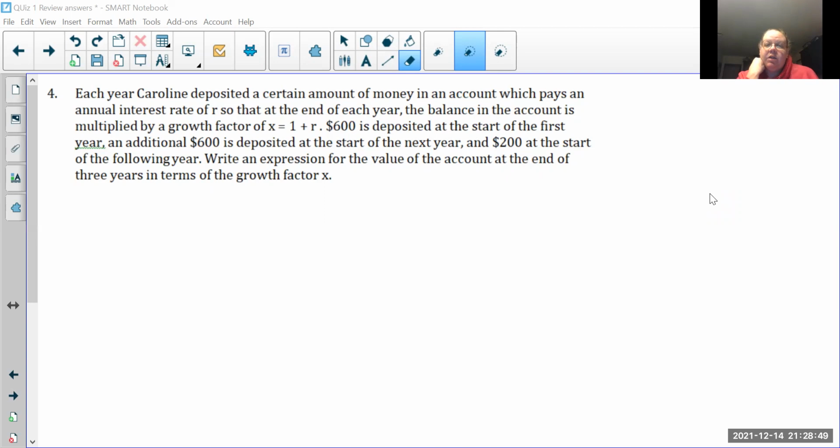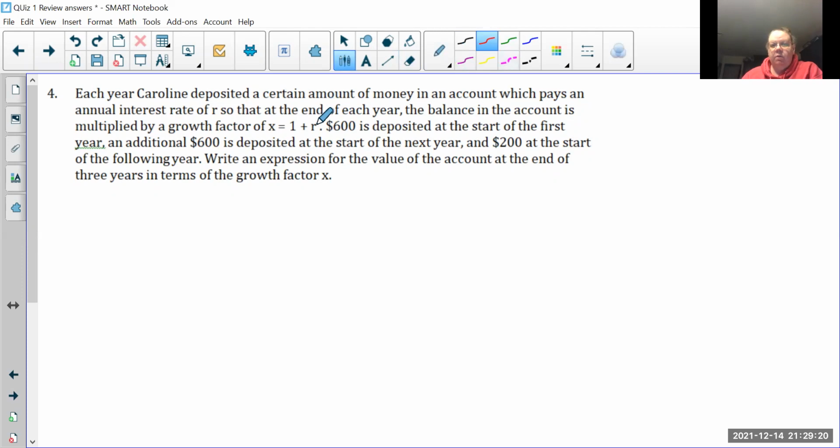So it says each year Caroline deposited a certain amount of money in an account which pays an annual interest rate of R, so that at the end of each year, the balance in the account is multiplied by a growth factor of X equals 1 plus R. $600 is deposited at the start of the first year, an additional 600 is deposited at the start of the next year, and 200 at the start of the following year. Write an expression for the value of the account at the end of the 3 years in terms of the growth factor X. So they want us to just write the equation.